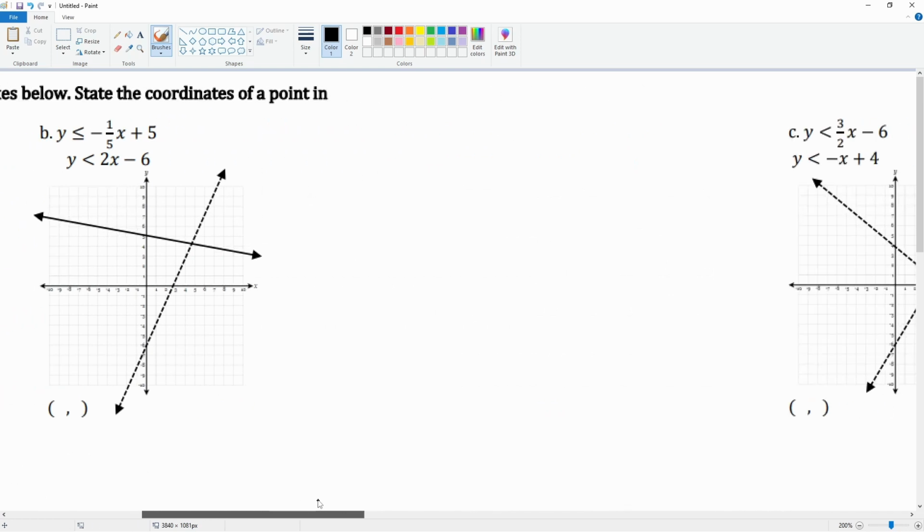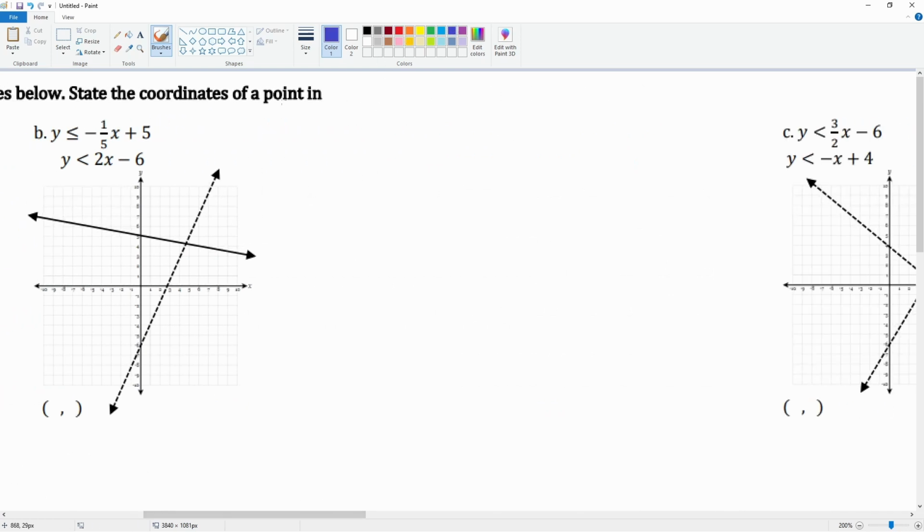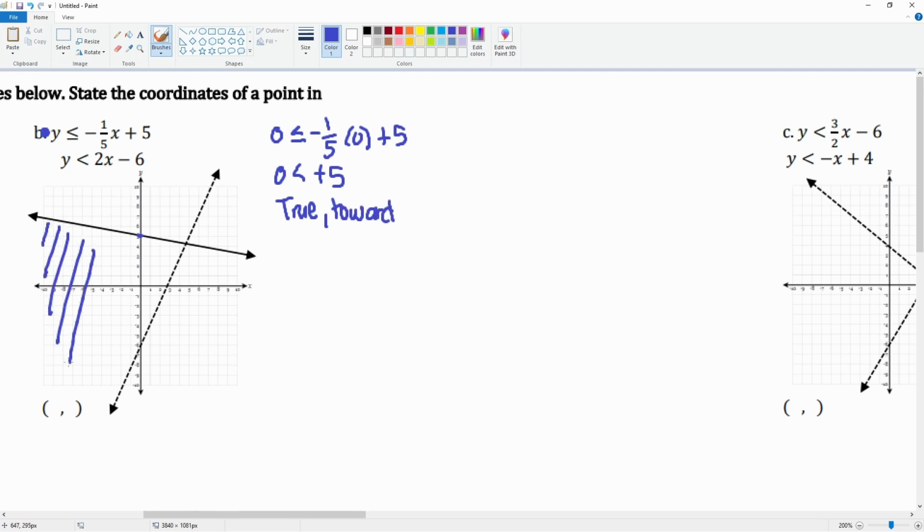All right, so let's do B. This is blue. Let's see. Here it's +5. It's up here. It's this one, which is a +5. Let's test the point (0, 0). 0 less than -1/5 times 0 plus 5. 0 times anything is just 0. So is 0 less than 5? This is true. So we're going to shade towards (0, 0). Here you go. This is towards (0, 0).